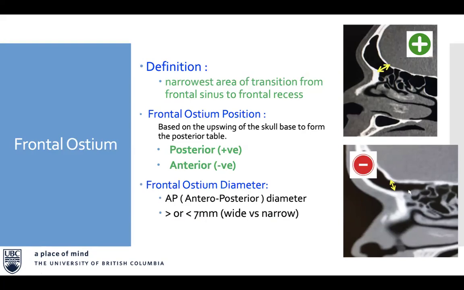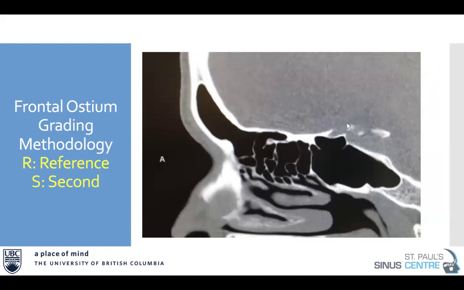The diameter of this opening is also very important. It can be less than 7 millimeters, in which case it's considered narrow, or more than 7 millimeters, in which case it's considered wide. So the way we did this is we created two lines, a reference line and a secondary line. The reference line is simply a line that you drop off on a sagittal scan that's cut just at the level of the lacrimal duct. And that line will just be at the level of the anterior buttress or the beak. And then the secondary line is the line that we draw just at the upswing of the skull base.